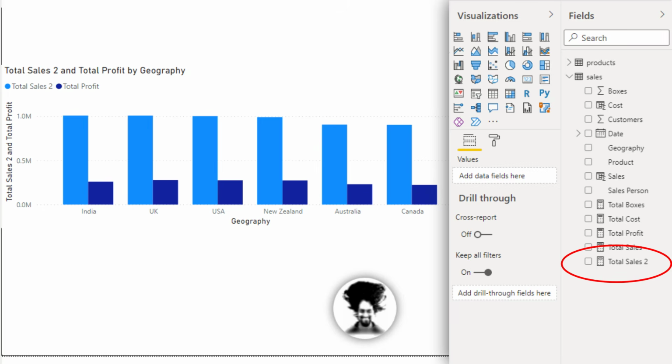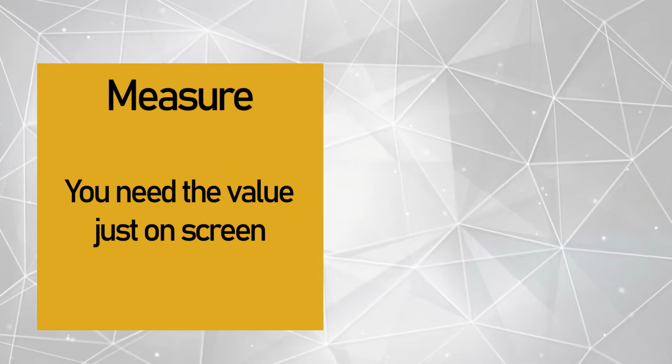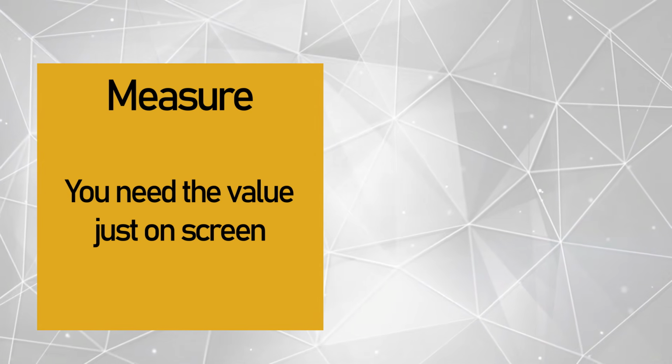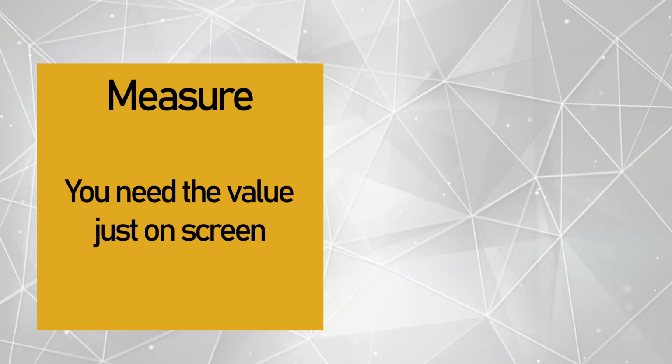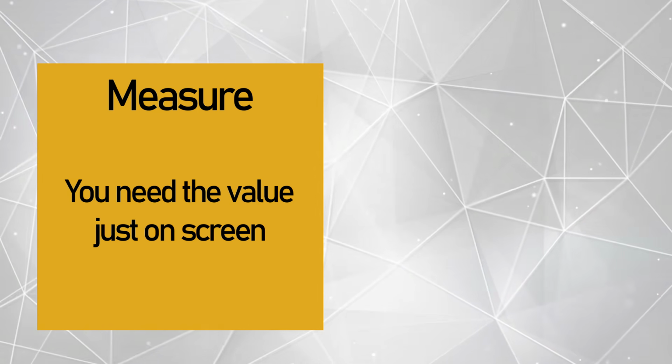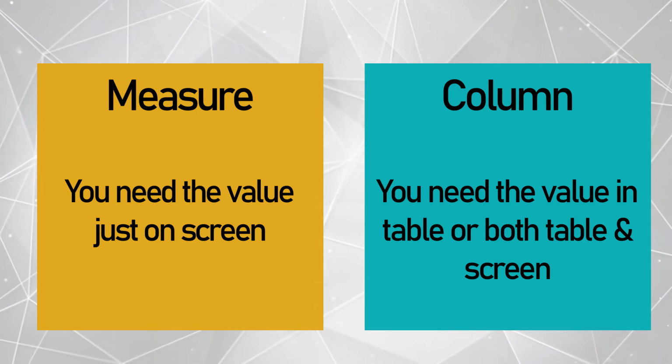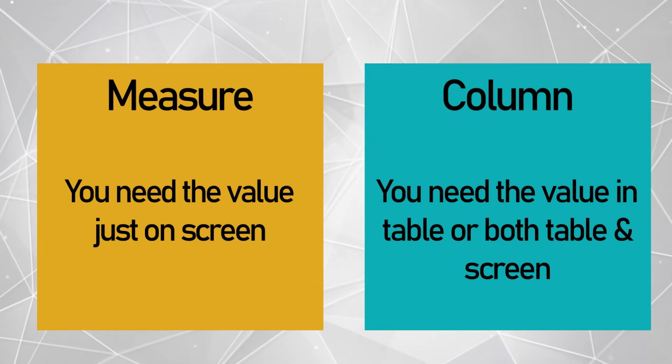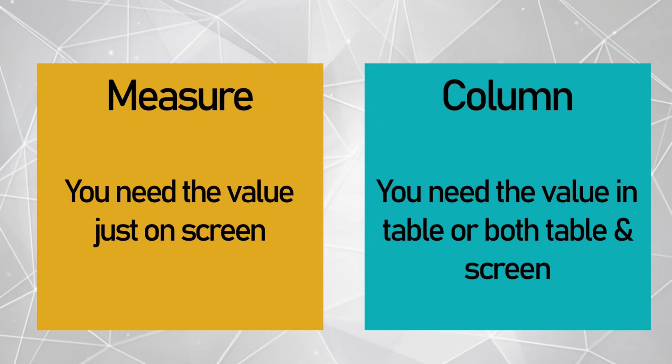So at this point you might be again thinking, oh, this is all good. I could do the same thing with either a measure or a column. Again, I'm back to my original question. When should I use the measure? When should I use the column? Well, the rules are very simple. If you need to see the value only on the screen, then try to do it with a measure as much as possible. But if you need to see the value either both on the screen as well as in the table or just in the table, then you will need that as a calculated column.